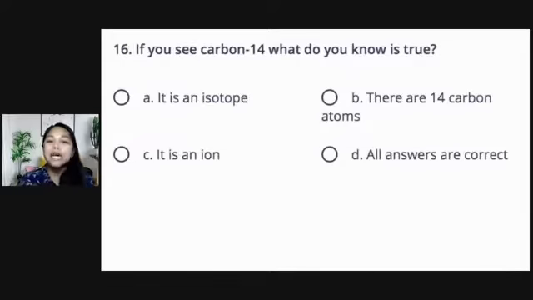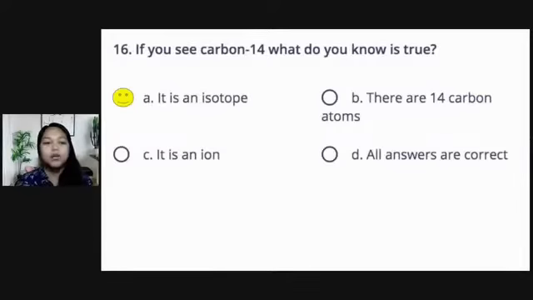Okay, if you see carbon-14, what do you know is true? The correct choice here is letter A. It is an isotope. Isotope po yung carbon-14. The 14 there actually stands for its atomic mass. Atomic mass niya yan, no? Yung mass niya, average, or your atomic mass ng inyong carbon. So that means it is an isotope.